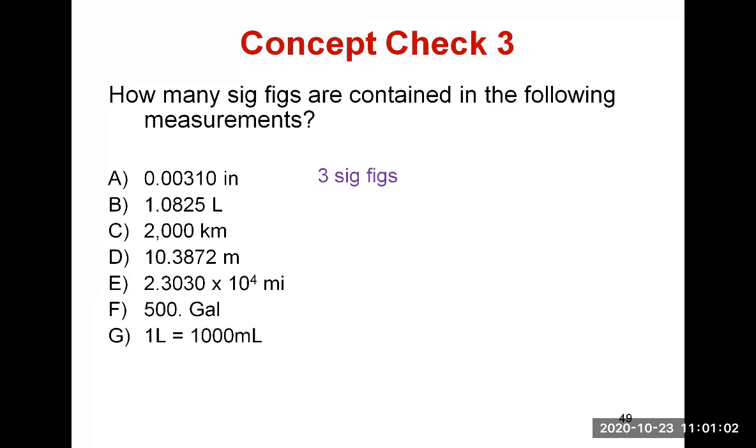Example B, 1.0825 liters. So here there is mostly non-zero digits and then a sandwich 0, and these always count. So there is 5 significant figures in that number or measurement. 2,000 kilometers. How many significant figures? Only 1. Because there is no decimal point shown. So that tells you the zeros are not significant here.